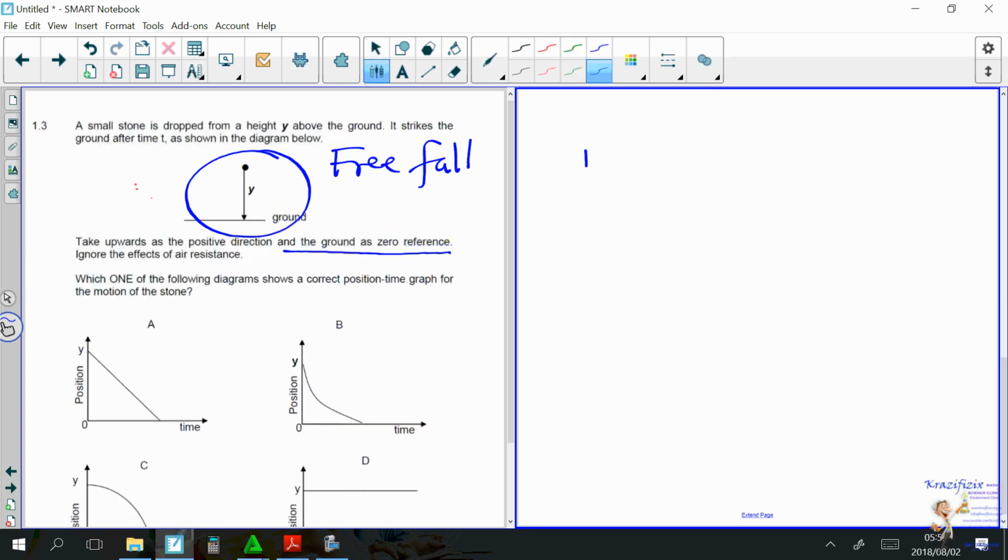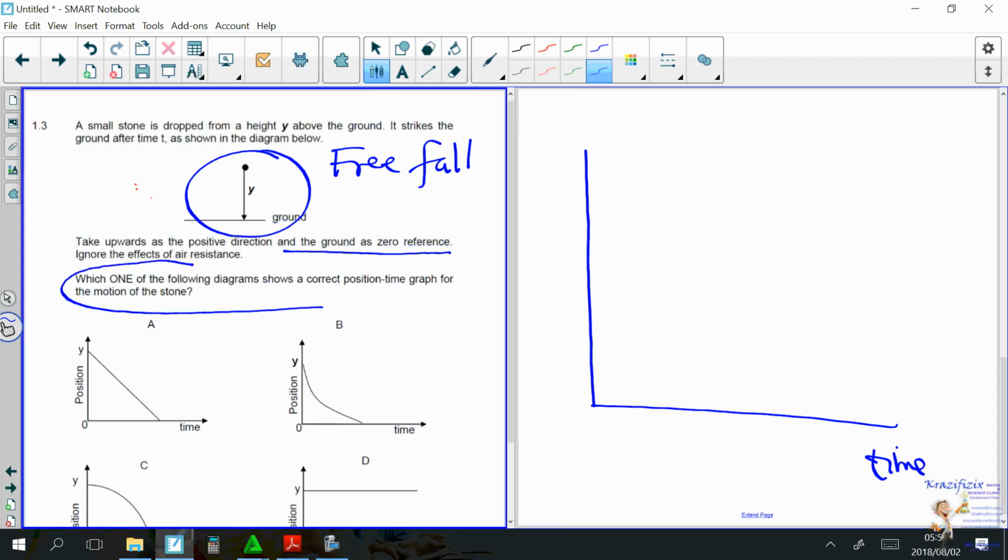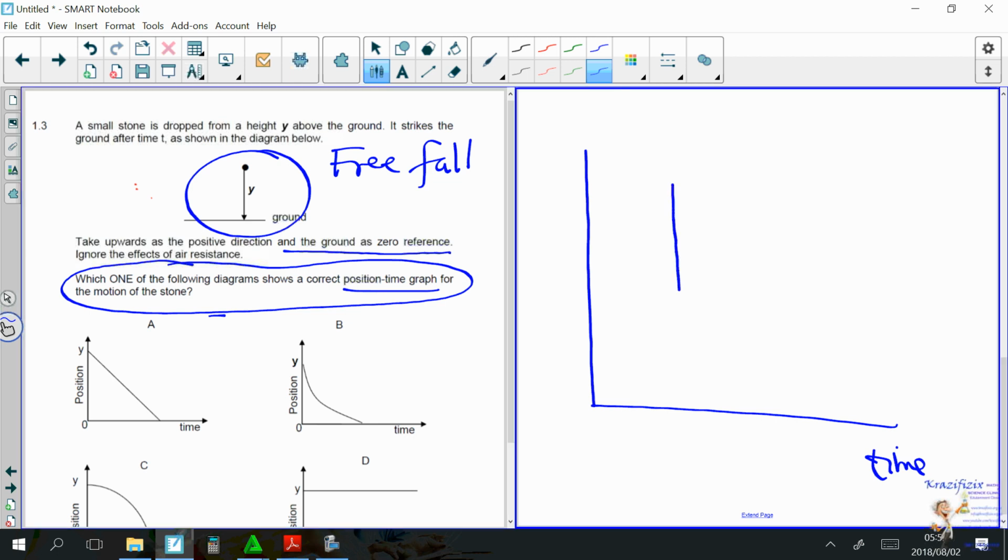Let's try to find our answer first. Object is dropped. Now remember, this is time. We want which one of the following diagrams shows the position? All right, the position. Now guys, it's not going to come down straight like this. It's wrong, because if you do this, it means time is the same. So this is wrong. What we actually do is this. All right, let's sketch. If the object is dropped, the object is going to move this way.